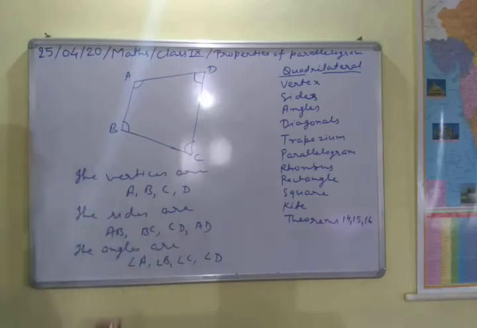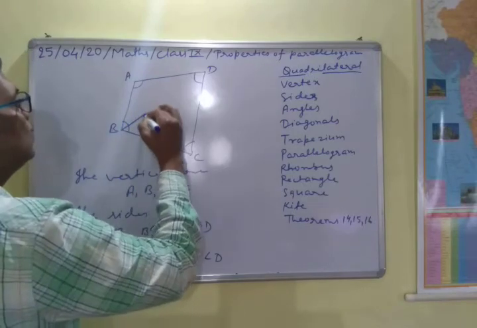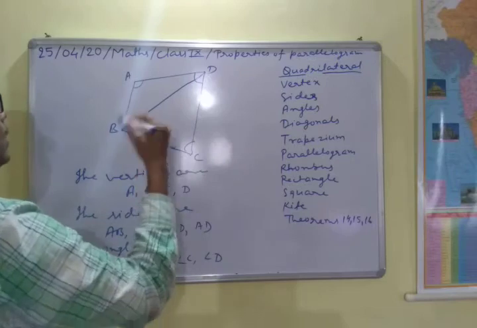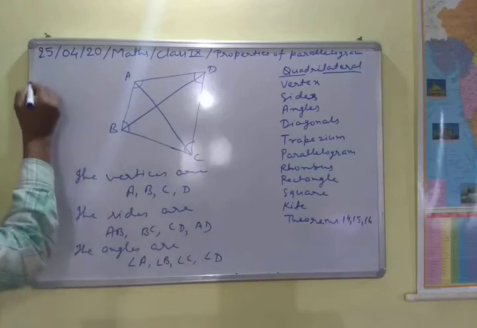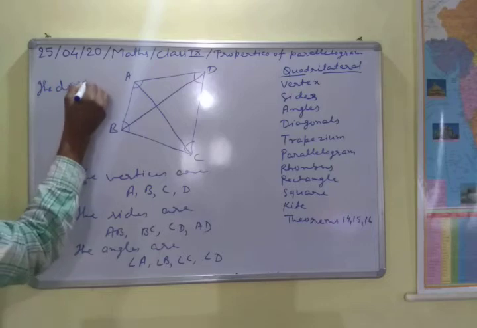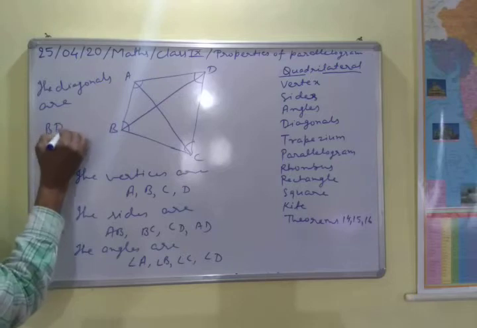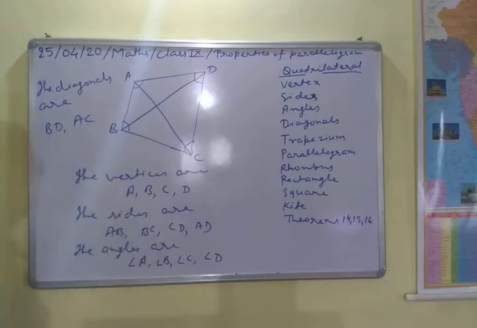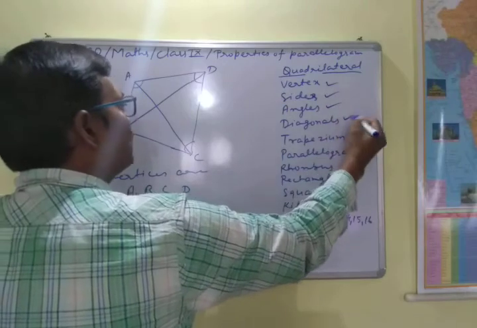Then you have diagonals. Diagonals means the line segment joining the opposite vertices. So the line segment joining the opposite vertices, like suppose BD, and another diagonal is AC. So a quadrilateral has two diagonals. Here the diagonals are BD and AC. So there are two diagonals in a quadrilateral. So I explained to you the meaning of vertex, then sides, then angles and diagonals.